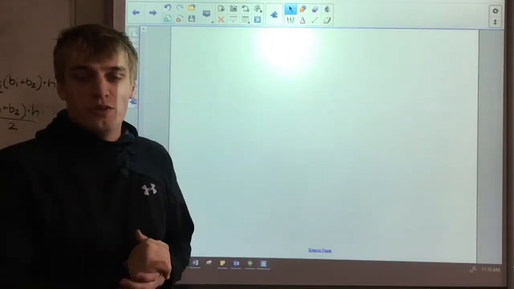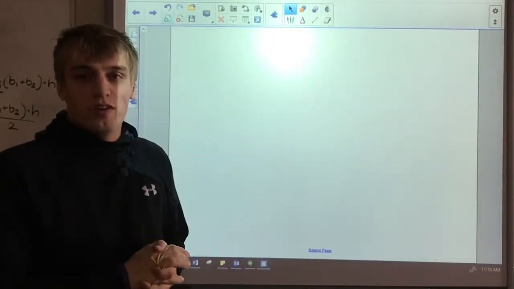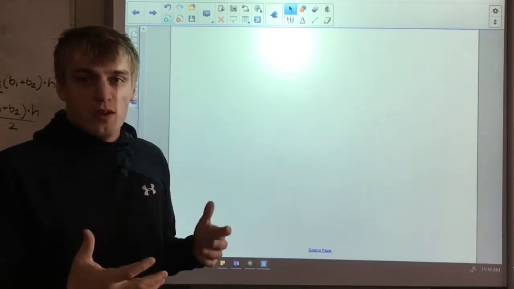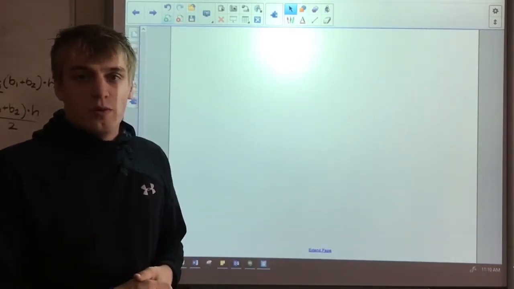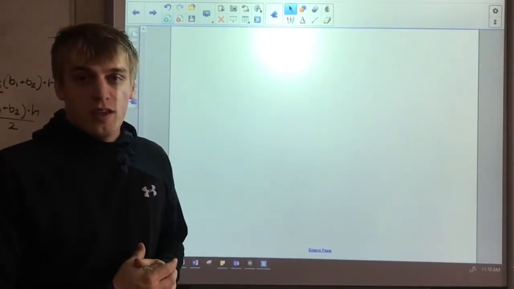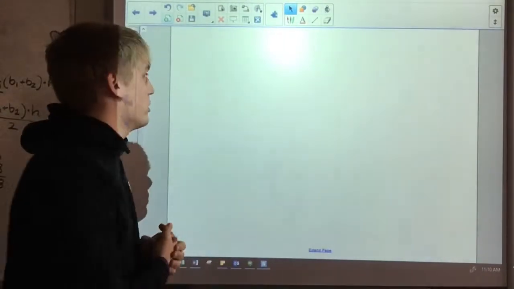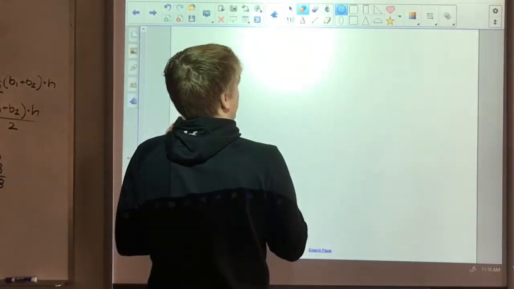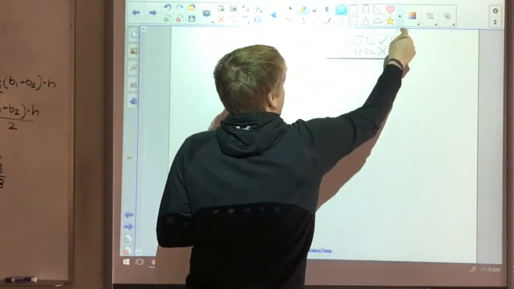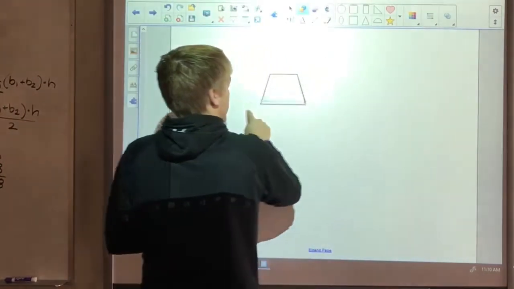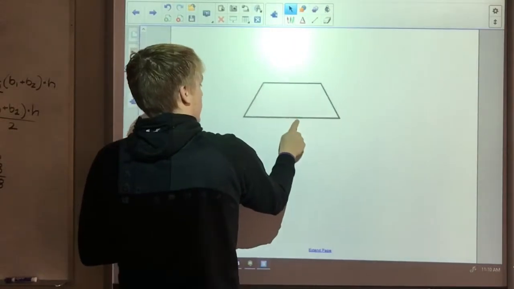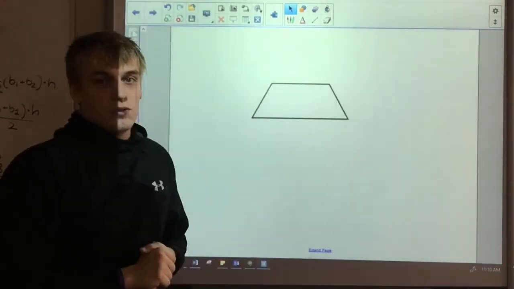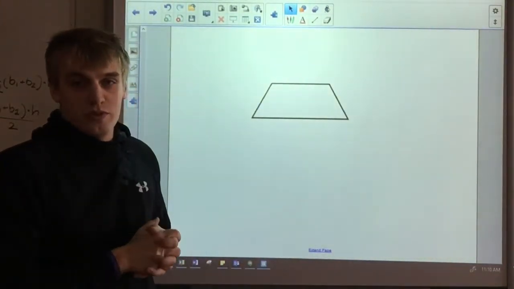Today we are going to go over another quadrilateral, what the formula is, how they came up with the formula, and we're going to talk about how to use the formula to find area. Okay? The quadrilateral that we're going to talk about looks like this. Okay? This quadrilateral is called a trapezoid.